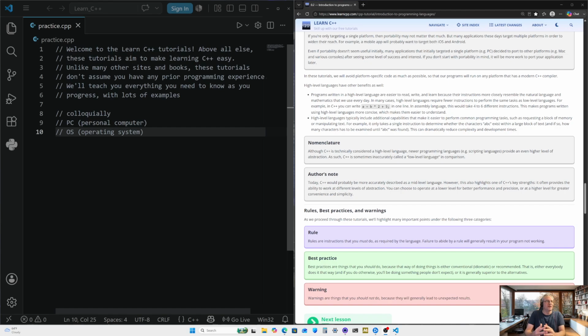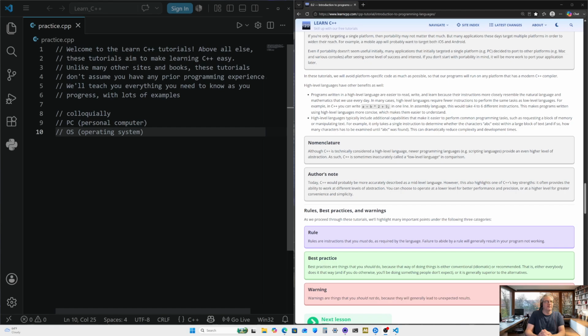So let's continue. In these tutorials, we will avoid platform-specific code as much as possible, so that programs will run on any platform that has a modern C++ compiler. High-level languages have other benefits as well. Programs written in a high-level language are easier to read, write, and learn because their instructions more closely resemble the natural language and mathematics that we use every day. In many cases, high-level languages require fewer instructions to perform the same task as low-level languages.